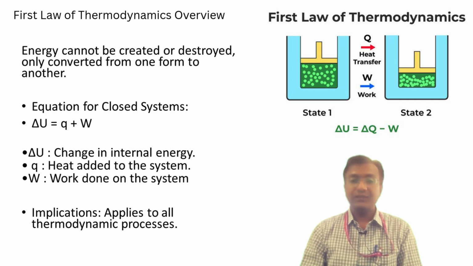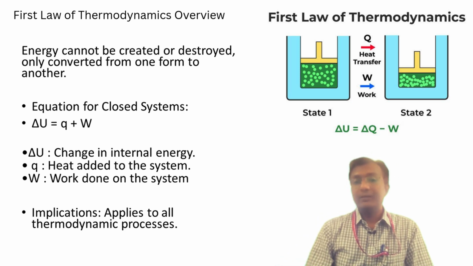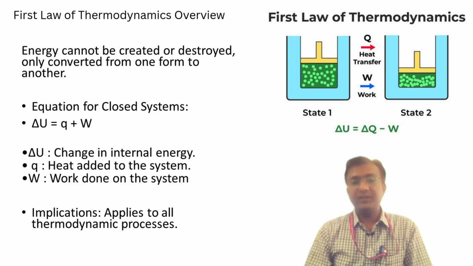For that, the first law is given by the change in internal energy being the summation of the heat added into the system and the work done on or by the system. Here, the first law ensures that energy is conserved in all processes. It is essential for understanding how energy transformation occurs in various systems, from simple mechanical devices to complex power generation systems.